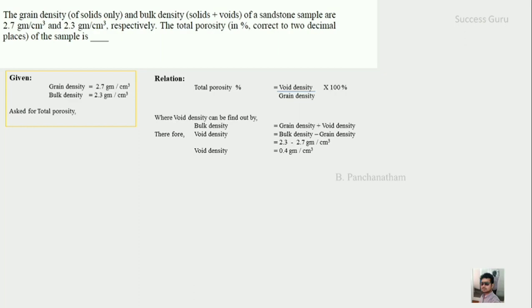So in this step we found the void density, and the total porosity is equal to void density by grain density, that is 0.4 by 2.7. And the answer will be 14.8. So the total porosity in percentage is 14.8 percent for this rock. Is that clear? In this step, the formula for percentage we know, and the values they had given in the question itself, so it is very easy to solve, right?